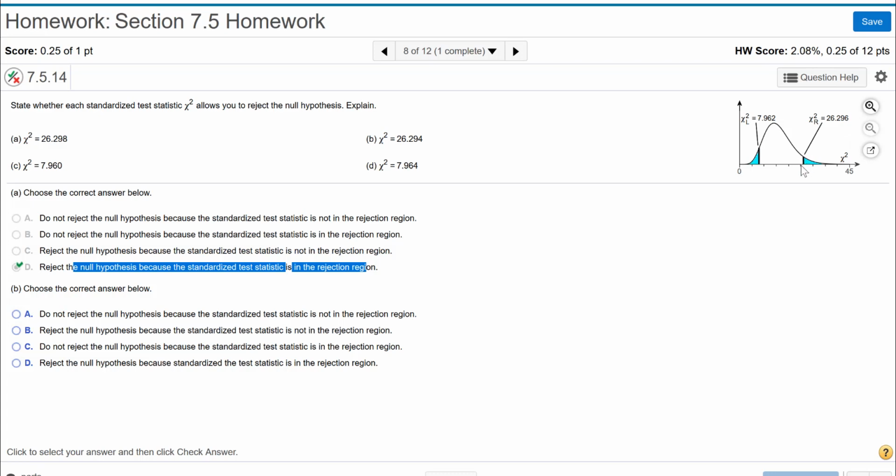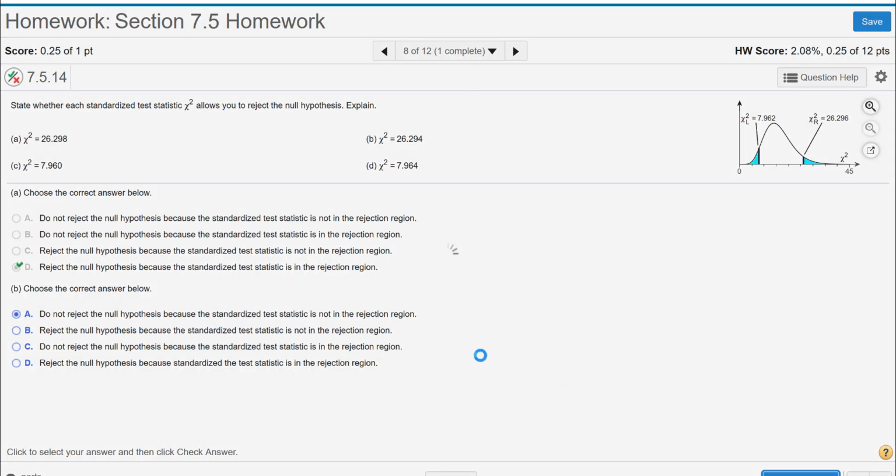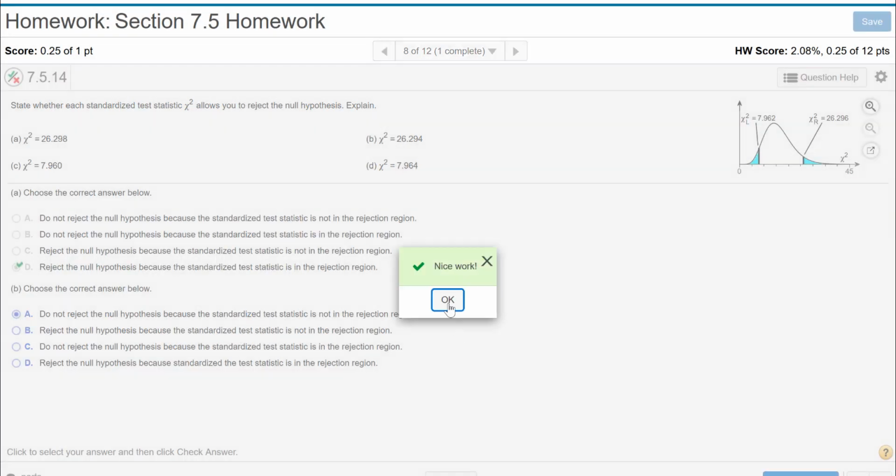Now it's just a little bit before the rejection region, so it almost did, but not quite. So at this point, we do not reject the null hypothesis because the statistic is not in the rejection region. There it is. Do not reject because it's not in the rejection region. Let's check our answer. Oh yeah, all right.